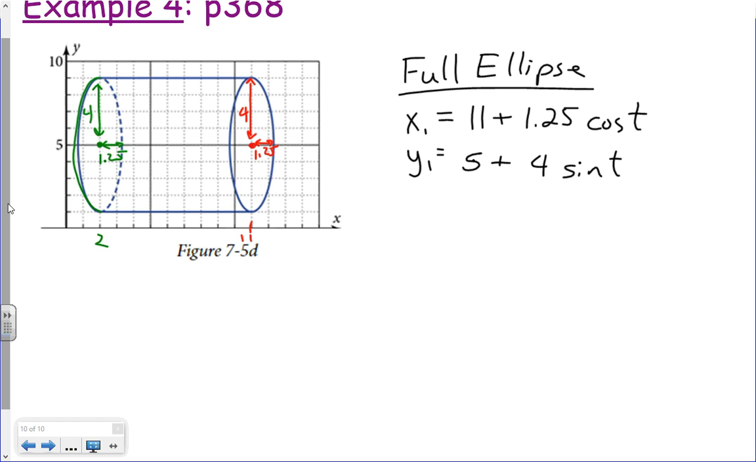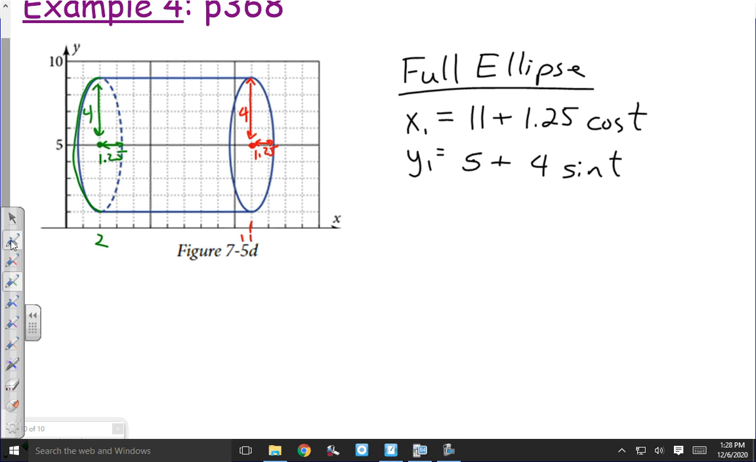Sometimes they turn out to be the same, like this cylinder. I guess they should be the same. Other times they might be different if you're looking at a frustum or a cone or whatever it might be. Then you might end up with something that's different. Okay, so now for our semi-ellipse.